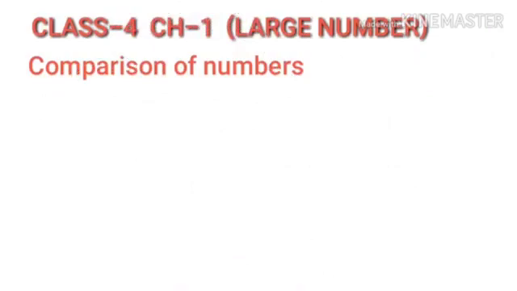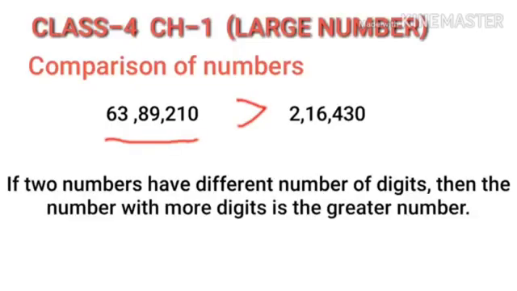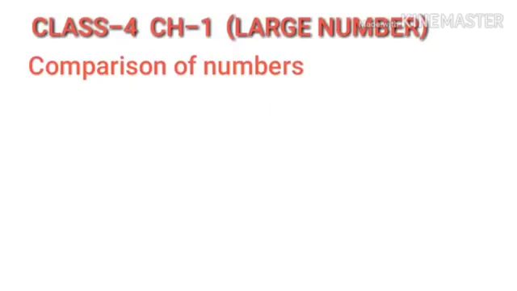Now let's talk about the comparison of larger numbers. You have learned already to compare the smaller digit numbers. Now we are going to compare the numbers of different digits. In the given example, one is a 7-digit number, another is a 5-digit number. If two numbers have different numbers of digits, then the number with more digits is the greater number. Like in the example, it is the same.